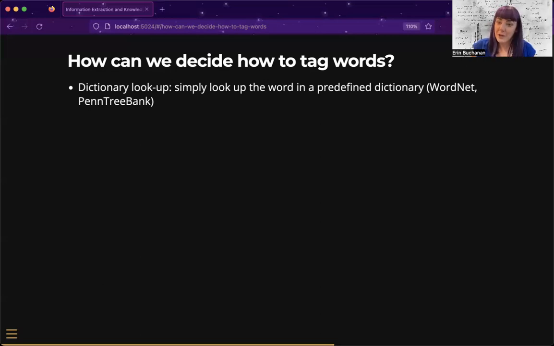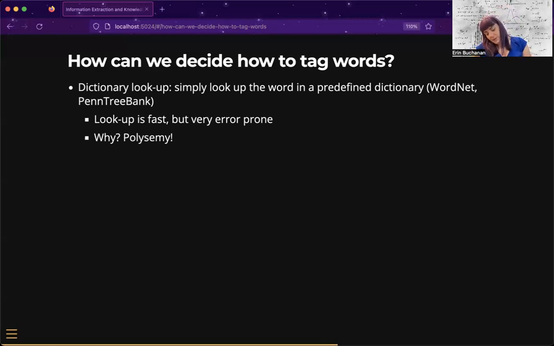That's not actually a very good system because words can be multiple parts of speech. It's fast, but full of errors. And I said that part of speech taggers are actually really good. So what else could we do? And why are they full of errors? One of them is polysemy.